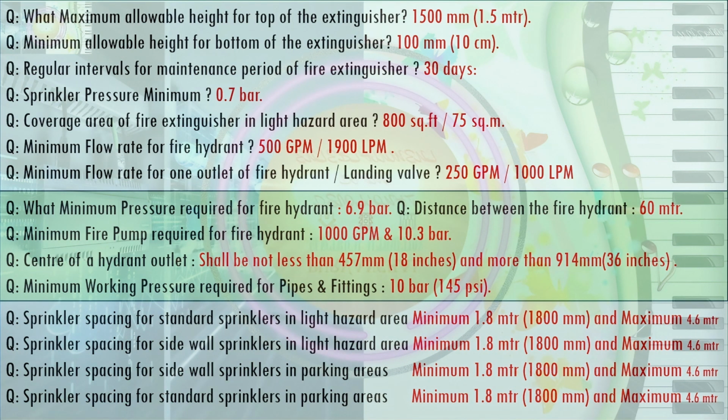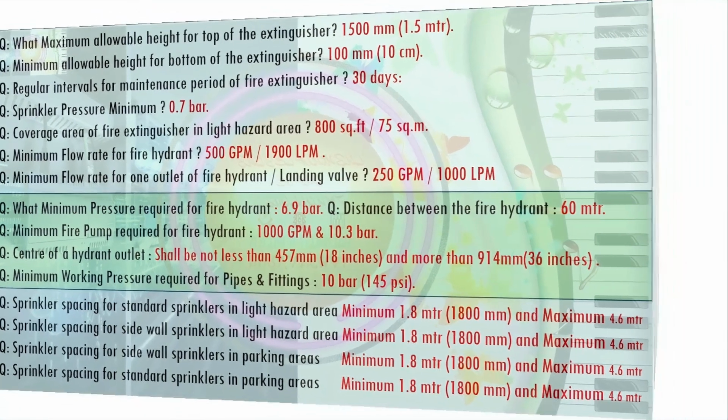The first question is sprinkler spacing for a standard sprinkler in a light hazard area, minimum 1.8 and maximum 4.6 meters. The second question, sprinkler spacing for a side wall sprinkler in a light hazard area, is also 4.6 meters. The third question, also about the side wall sprinkler, has the same answer, 4.6, minimum 1.8. Sprinkler spacing for a standard sprinkler in a parking area is also the same. So these 4 questions are different, but the spacing is the same.